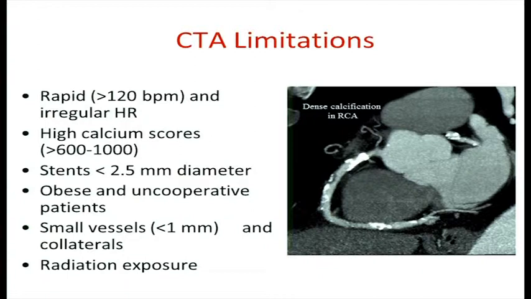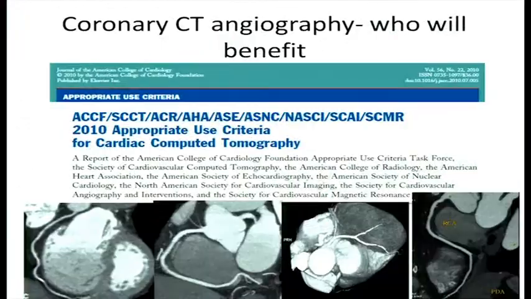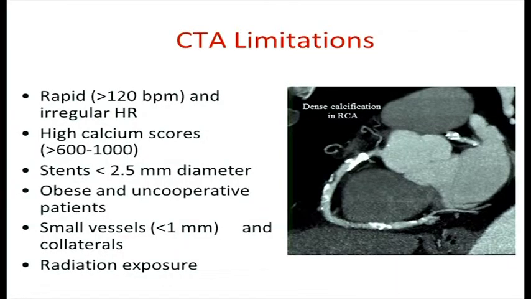But there are some limitations of coronary CT angiography. If the heart rate is very rapid, more than 120, if it is irregular, or if there is a lot of calcium, like in this case, you can see there is a lot of calcium in the right coronary artery, so you can't comment on the artery beneath the calcium. A very high calcium score precludes visualization of the artery underneath. Stents smaller than 2 mm are difficult to assess on CT. Also, if the patient is uncooperative, is not able to hold breath, or is obese, you may get artifacts which may preclude good visualization of the coronary arteries.